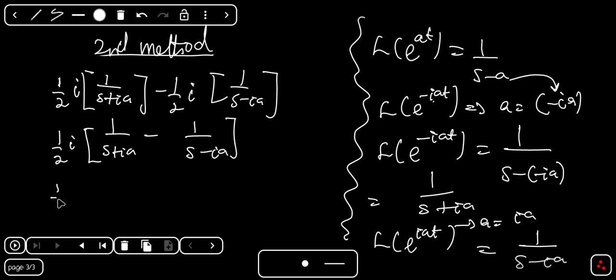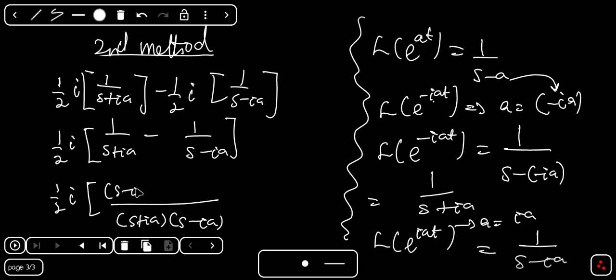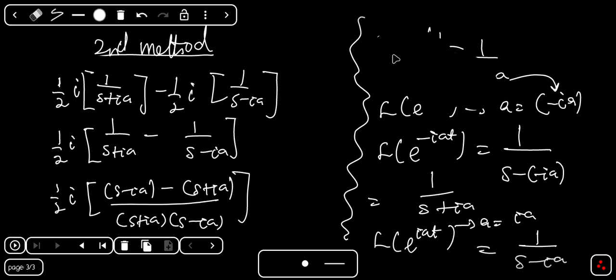So this will be 1 over 2i, and the LCM here will be s plus ia multiplied by s minus ia. So this will be s minus ia, then minus s plus ia. Now let's clean the other parts so that we can have enough space to solve.